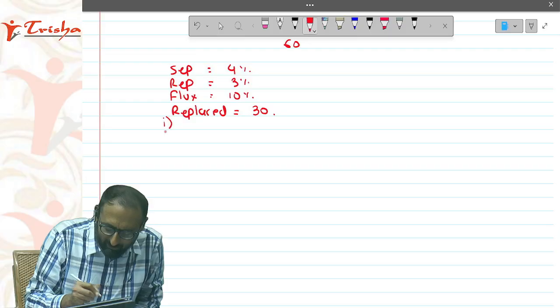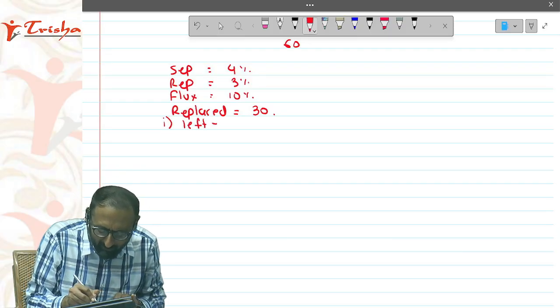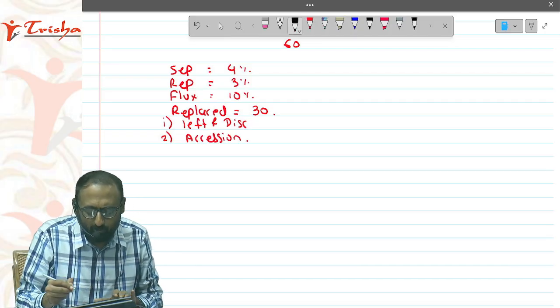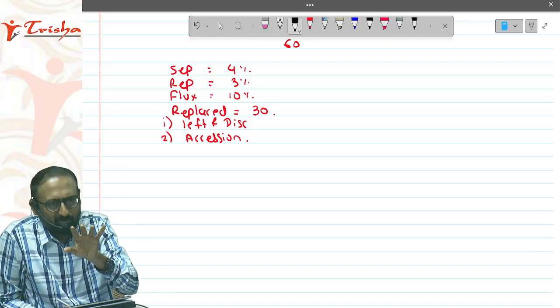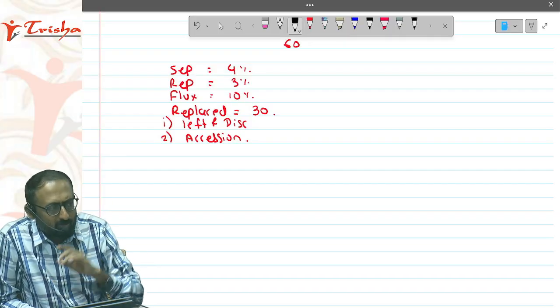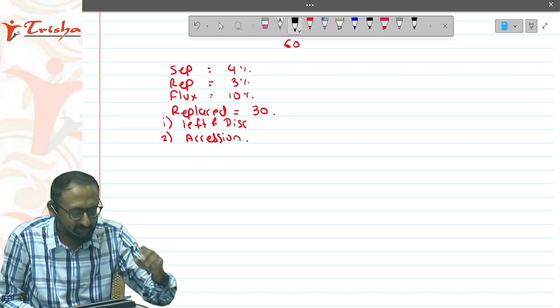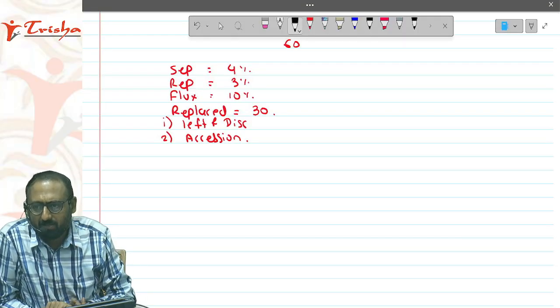Now, you need to calculate how many workers left and discharged, and how much will be the accession, how much will be the total accession. So percentages are already given. That's why I told you Tarak Mehta ka ulta chashma, reverse working question. So separation percentage given, replacement percentage given, flux percentage given, and number of workers replaced, 30 workers, given.